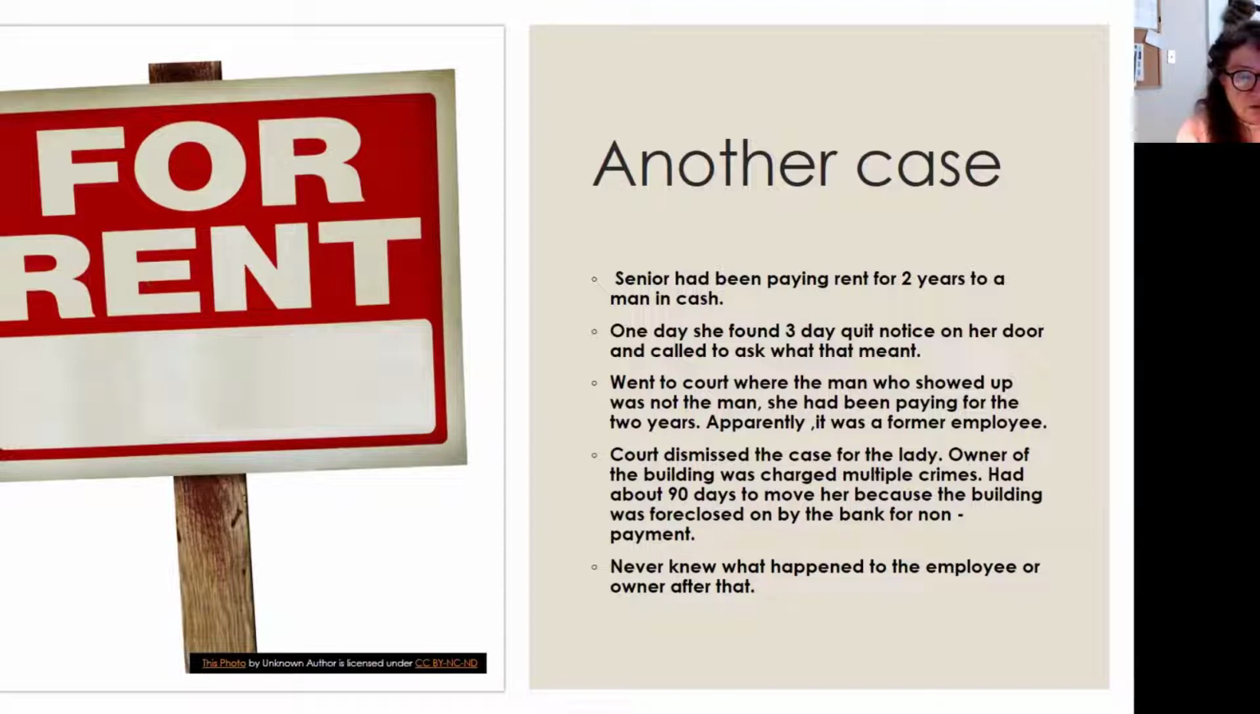And then one day she got a 3-day quit notice on her door, and she knew about us and called. And so luckily we were able to get help from an attorney that works in this area. And so she went with our lady to court, and the man that showed up was not the man she'd been paying. Apparently it was a former employee. So the court dismissed the case. The owner got major issues, had quite a few charges put against him. And we got about 90 days before we got her moved, rent-free, while we worked on all the issues of finding housing in Denver.